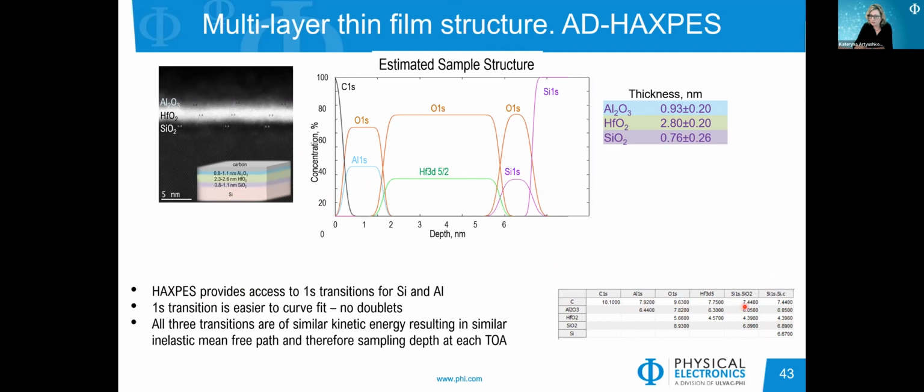And for each layer in the model, it actually takes into account the properties of the layer. So we really take into account the transport properties while electrons travel through the layers and are detected, to create this sample structure. And you can see that it's quite accurate. We got quite an accurate result, and the uncertainty is also derived as part of the model from this StrataPHI, using angle-dependent HAXPES analysis.